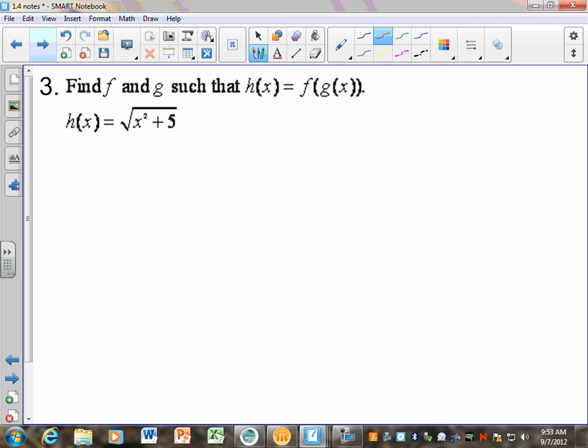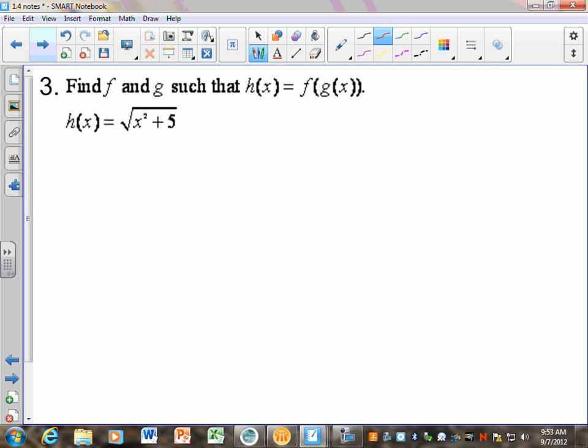And the idea is, when you have a composition of two functions, you kind of have an outside function and an inside function, right? Like when you think about f of g of x, f is the outside function and g is the inside function. And so you want to look at it and see if you can see two separate functions in there.